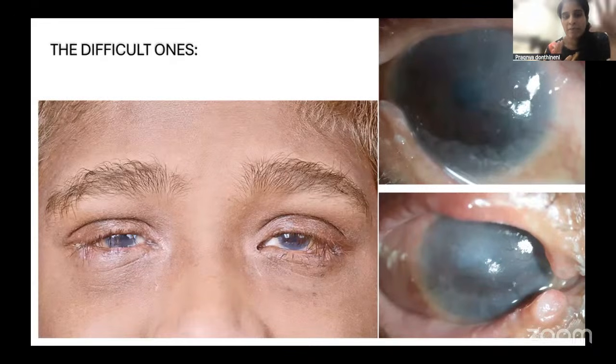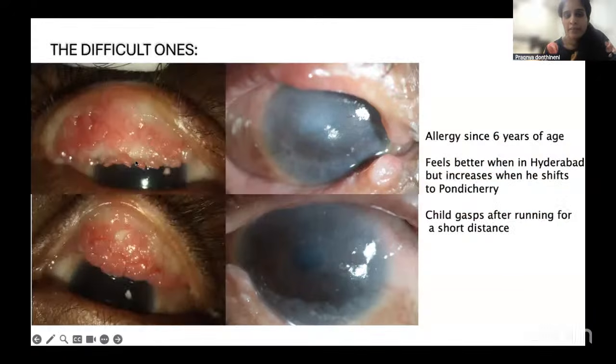Like you can see, this child had allergies since I think 6 years of age, and the first time I saw him, he was 13 years old. As you can see, the child had really thickened lids, and there's some lash ptosis, and you can see that there is significant inflammation in the eye, and the cornea doesn't look clear. He had a history of shield ulcer in the past, which again got secondarily infected. And you can see that the patient has really giant papillae.